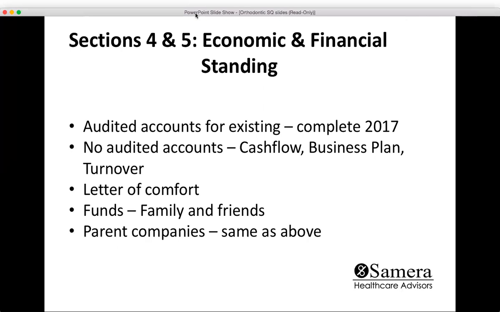So the first thing they ask for is audited accounts for the last 2 years. So if you're an existing business trading as a company, then this is something that you can provide. However, most dental practices don't provide audited accounts. You only need to provide audited accounts if you are turning over more than £10 million. So the likelihood is that you have accounts for the last 2 years. So just get your accountant to confirm that they were prepared and to the best of their knowledge that they are an accurate and true reflection of the business.